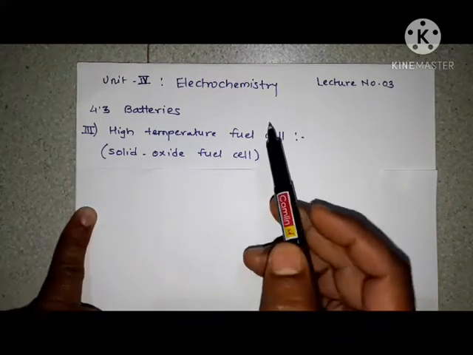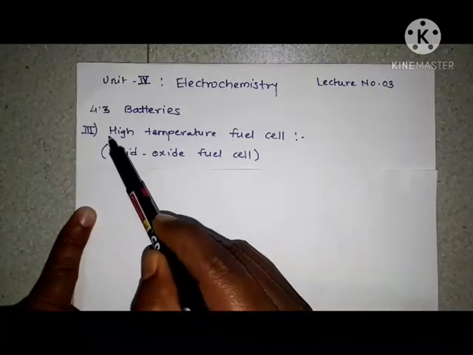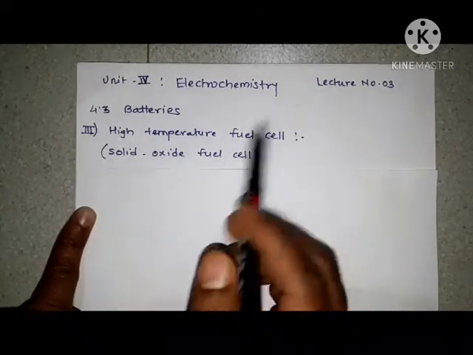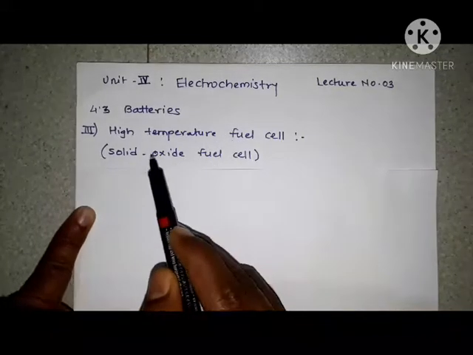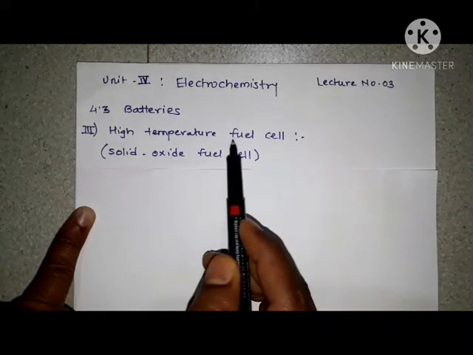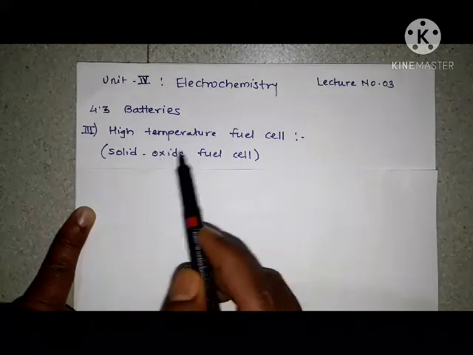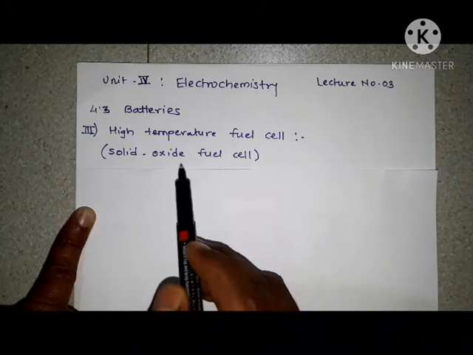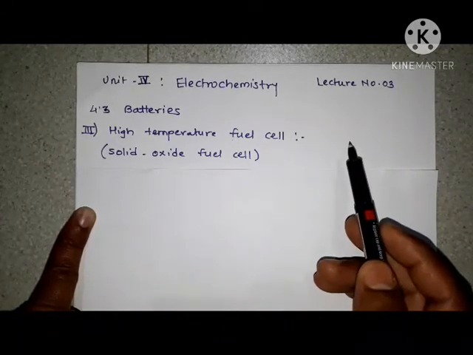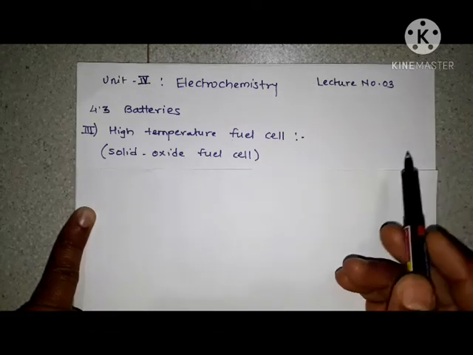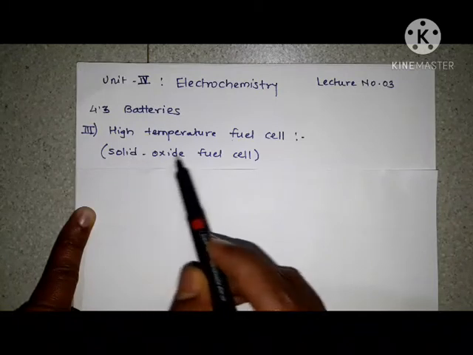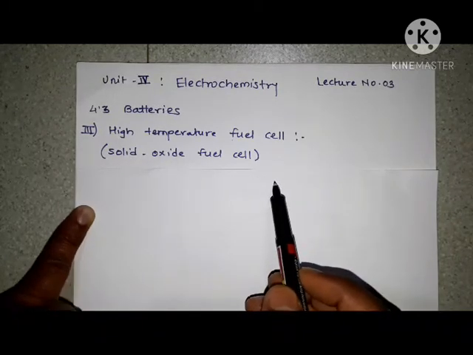So in this video we have to see the high temperature fuel cell, that is the third one. The well known examples of high temperature fuel cell are solid oxide fuel cell and molten carbonate fuel cell. Out of those two, in this video we will study solid oxide fuel cell.